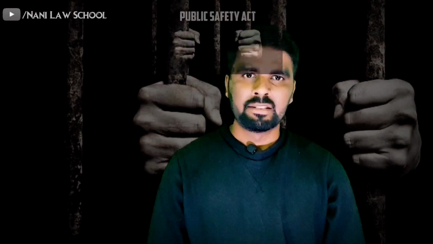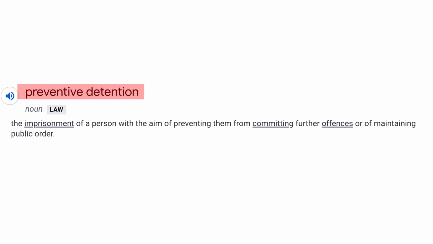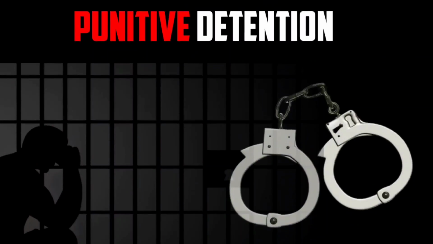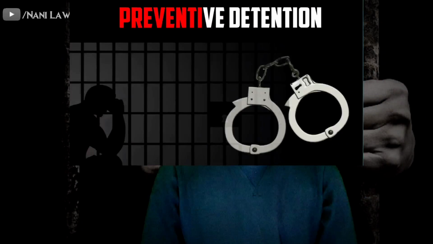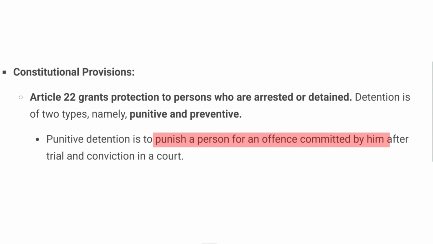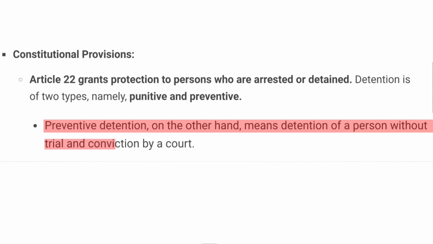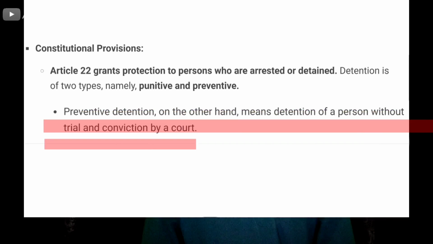Public Safety Act. The meaning of the word preventive detention is simple, friends. The imprisonment of a person with the aim of preventing them from committing further offence or of maintaining public order. In India, detention can be categorized into two types: punitive detention and preventive detention. Punitive detention is to punish a person for an offence committed by him, after trial and conviction in a court. Preventive detention means the detention of a person without trial and conviction by a court to prevent a person from committing an offence. It is only a precautionary measure based on suspicion.